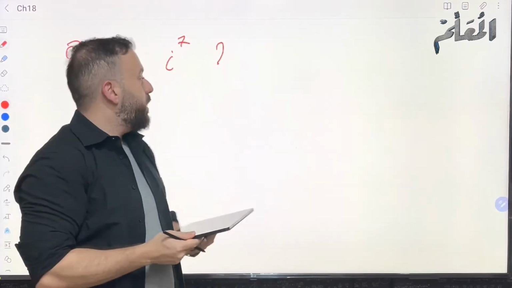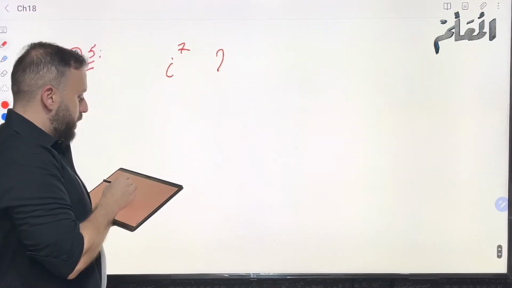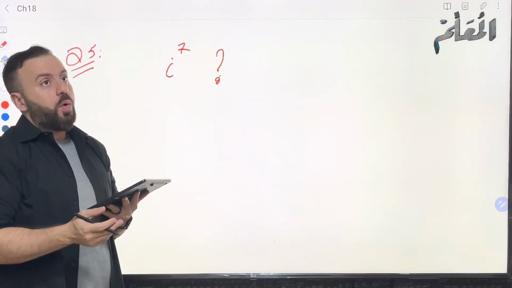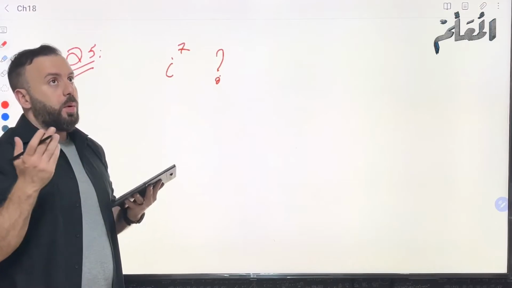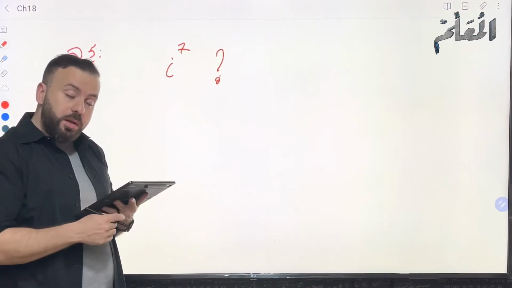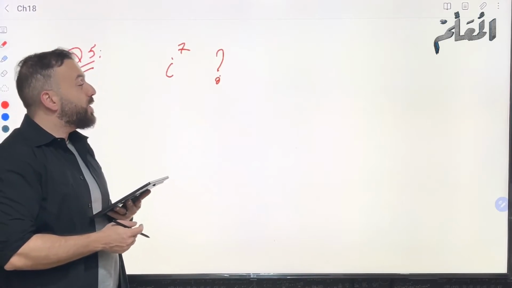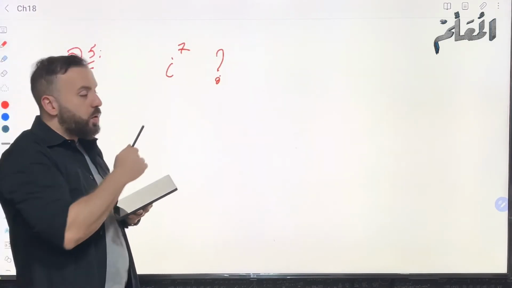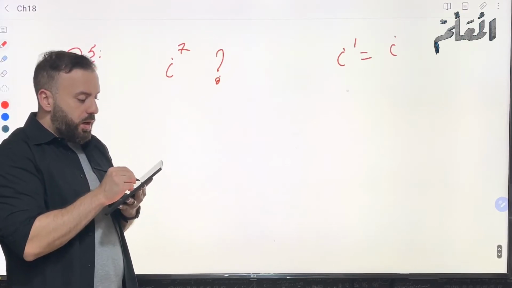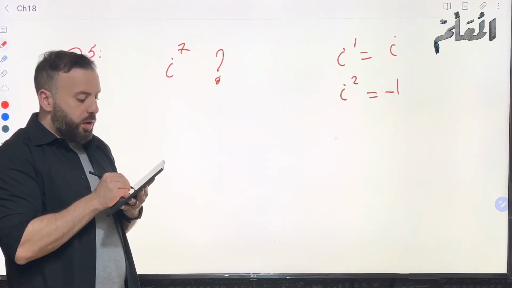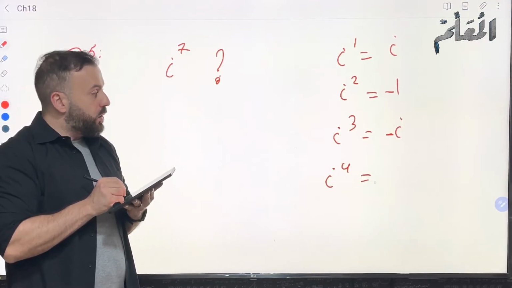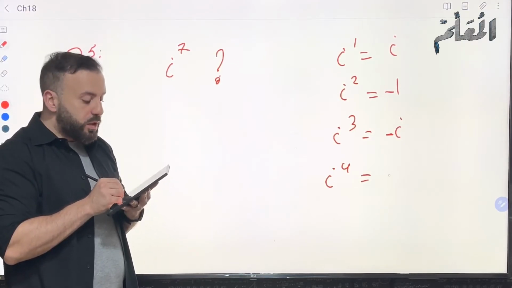Question 5. It's very basic, but some calculators cannot find the value of i to the power 7, or i to the power 21, or i to the power 32. Other calculators can find it. So what's the manual way to find i to the power 7? We know that i to the power 1 is i, i squared is negative 1, i to the power 3 is negative i, and i to the power 4 is equal to 1.